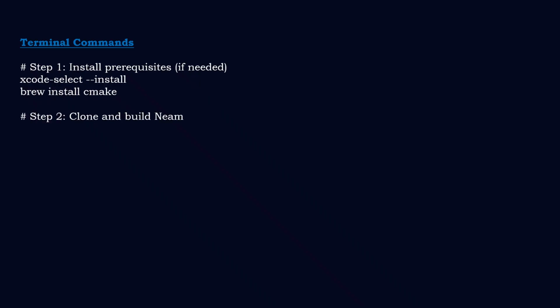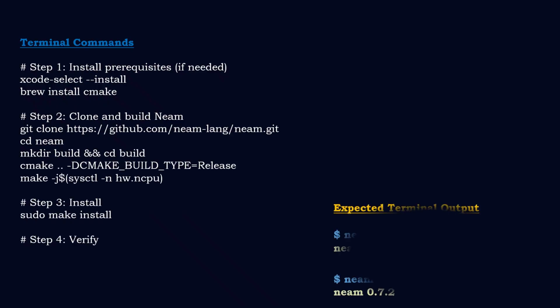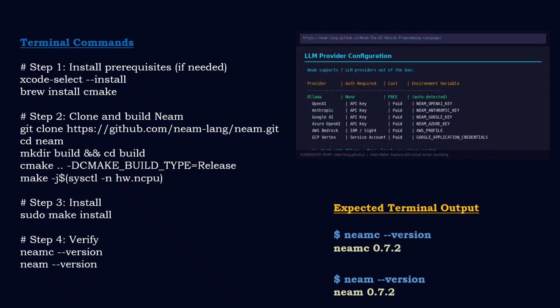On macOS, start by making sure you have Xcode command line tools and CMake from Homebrew. Then clone the Neam repository, create a build directory, run CMake with release mode, and build. The make command uses all your CPU cores, so it builds fast. After install, verify with neamc --version and neam --version. You should see version 0.7.2.